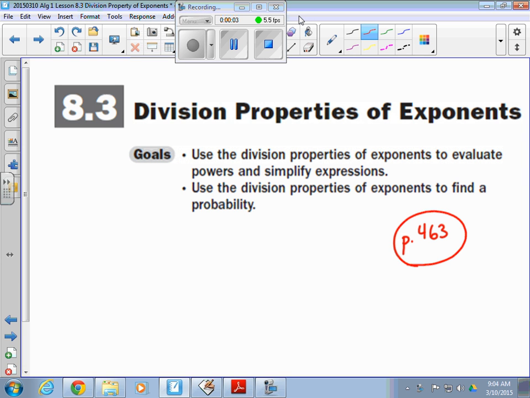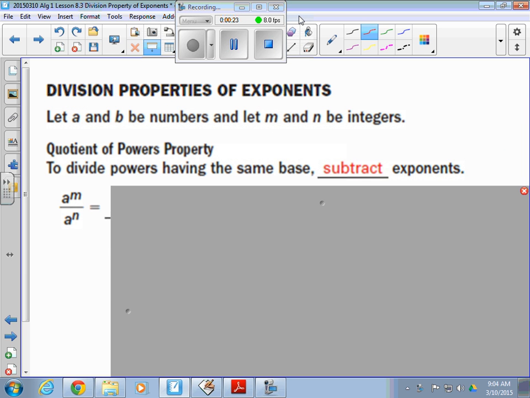This is Algebra 1, Lesson 8.3, Division Properties of Exponents. Today we are using division properties of exponents to evaluate powers and simplify expressions, and then we're using those same properties to find probability, beginning on page 463 in the textbook. First thing we have is division properties of exponents.